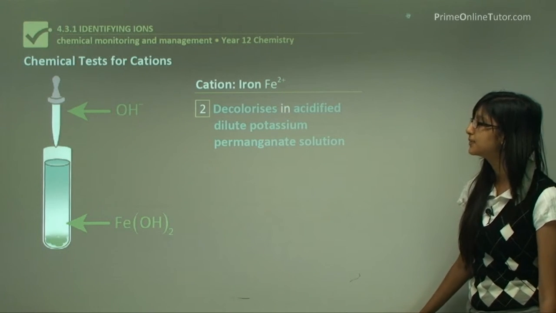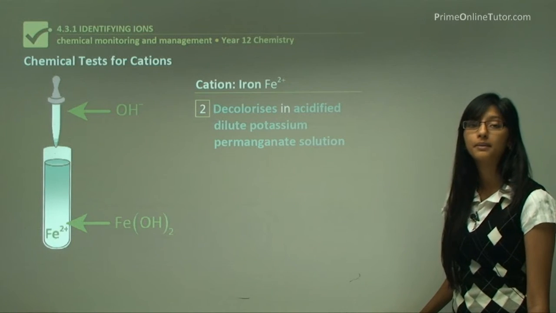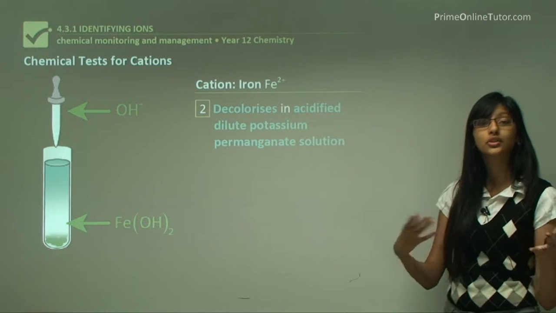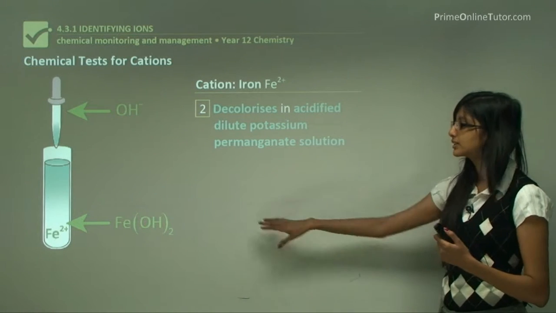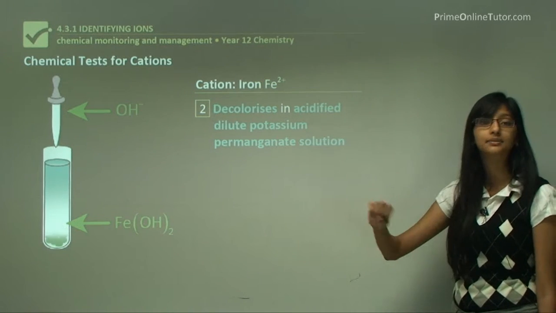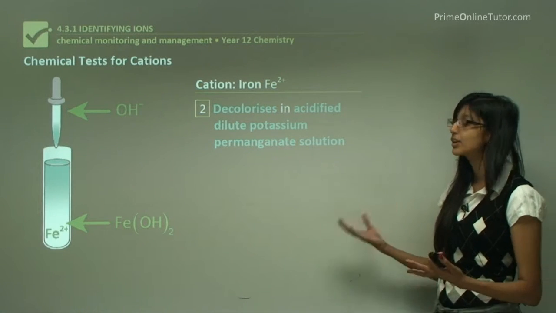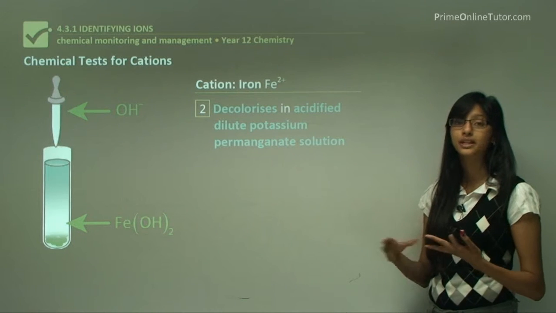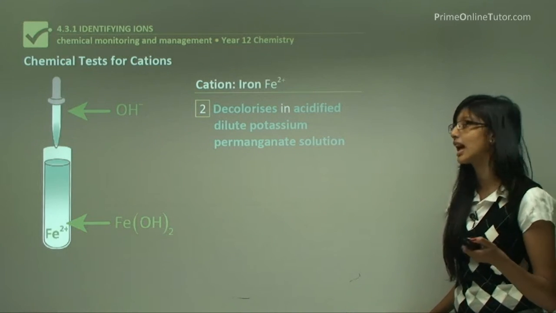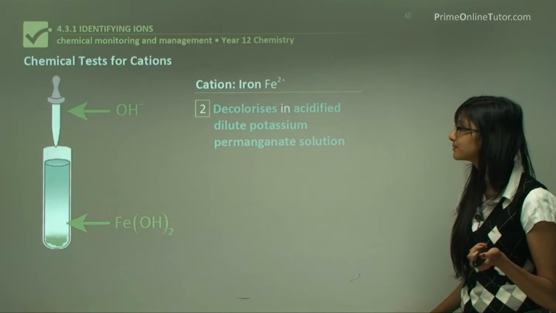And also, if you add acidified potassium permanganate to your solution, the color should decolorize, so the solution should become colorless. So if you have the solution and you have a green precipitate, but then you add a lot of acidified potassium permanganate, your color should become clear, so you should lose your green color. So that again you can use as your confirmation test.